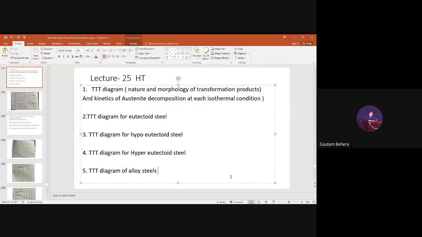So we'll discuss briefly about this TTT diagram, right? And recently in Vedanta, a few people got this kind of question in interview: what is the TTT diagram and how is it helpful to determine the structures and all, or for a metallurgist, how is the TTT diagram helpful.